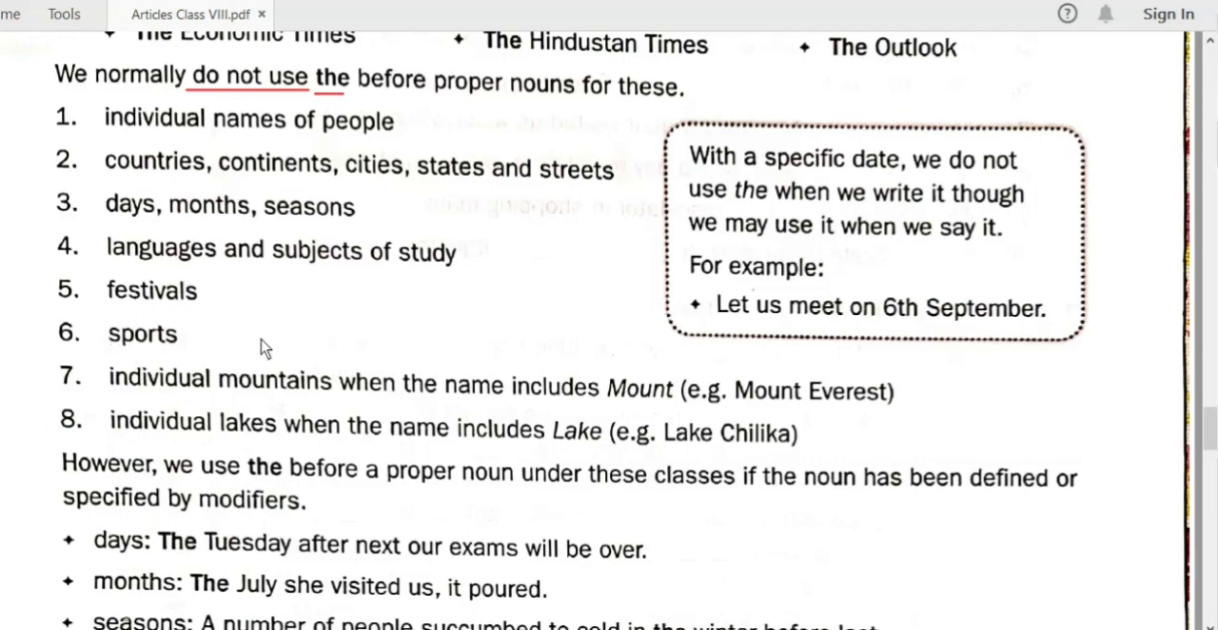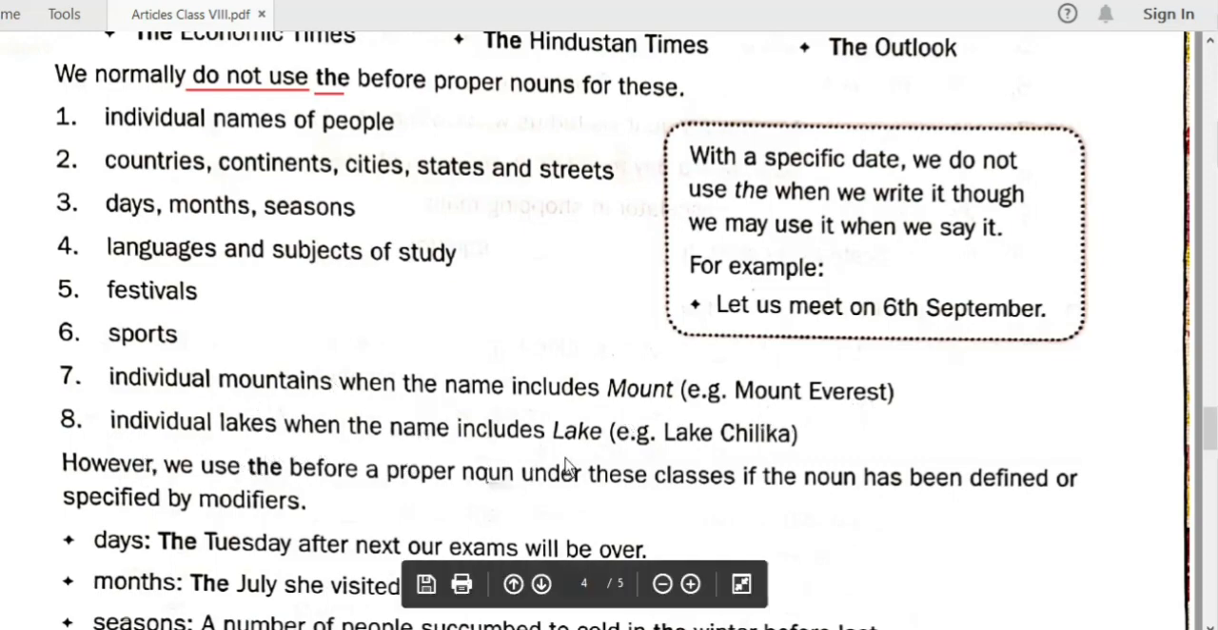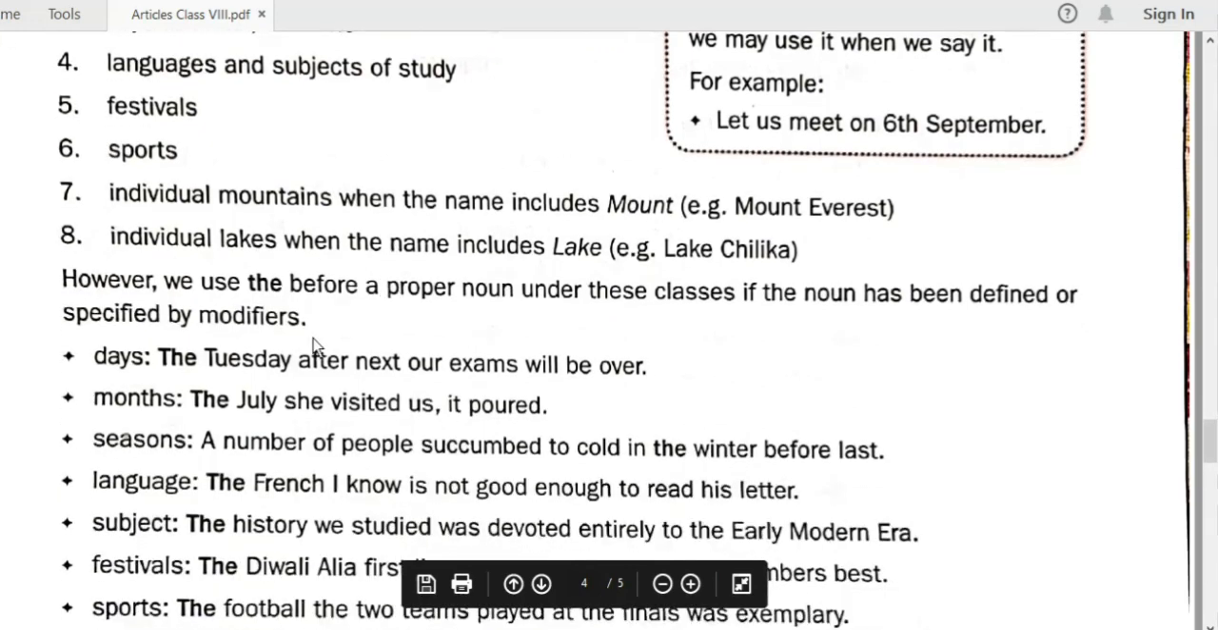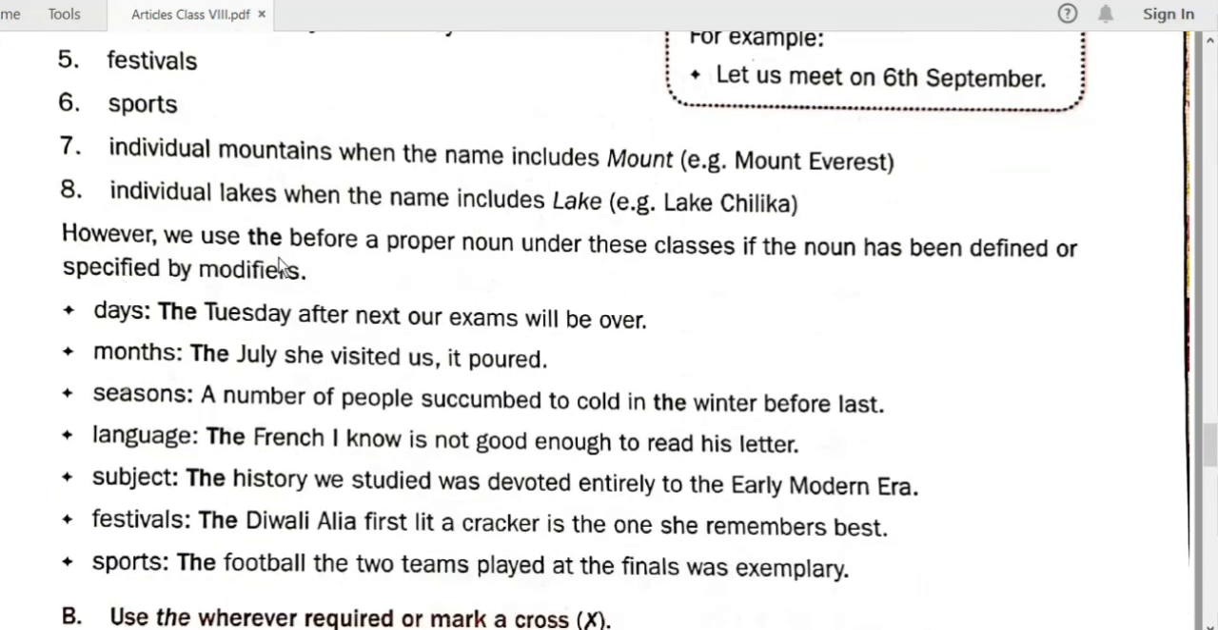Festivals, sports, individual mountains when the name includes Mount, like Mount Everest, individual lakes when the name includes Lake, like for example Lake Chilka. So there we don't use the before it. However, we use the before a proper noun under these classes if the noun has been defined or specified.